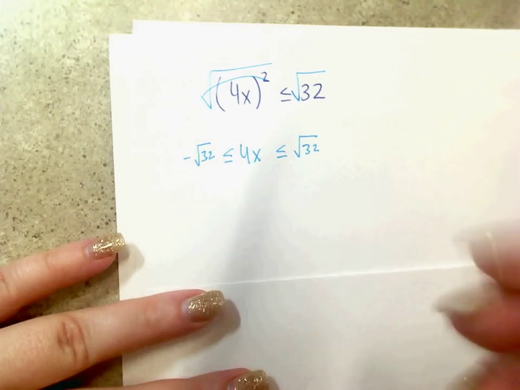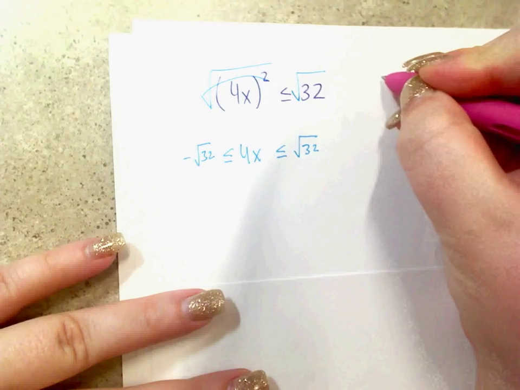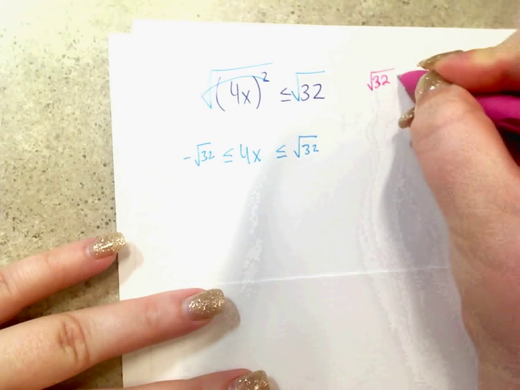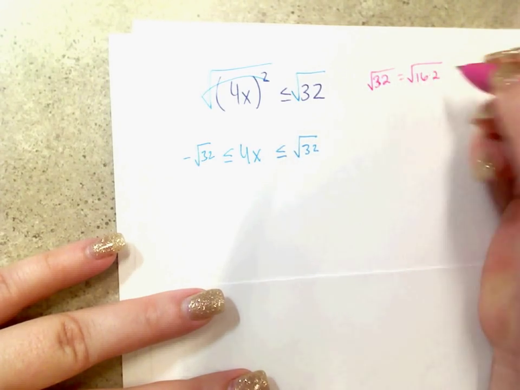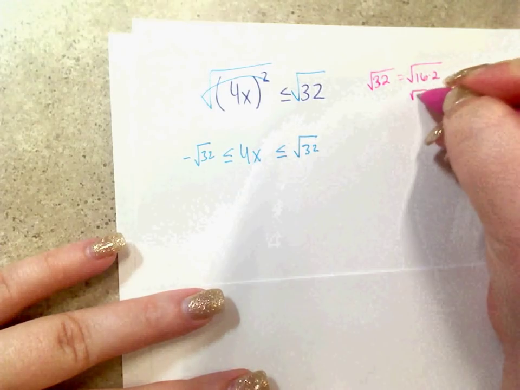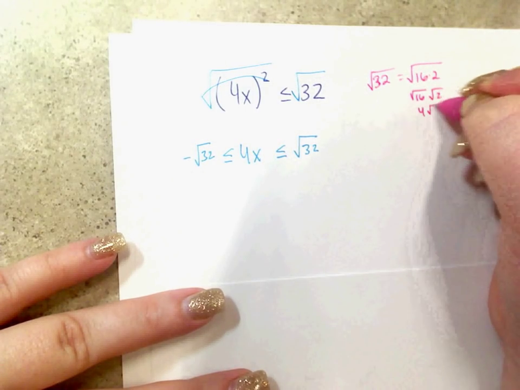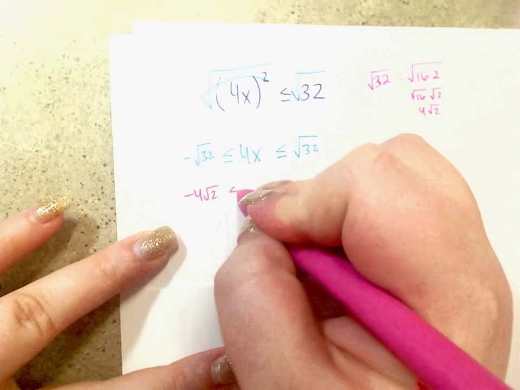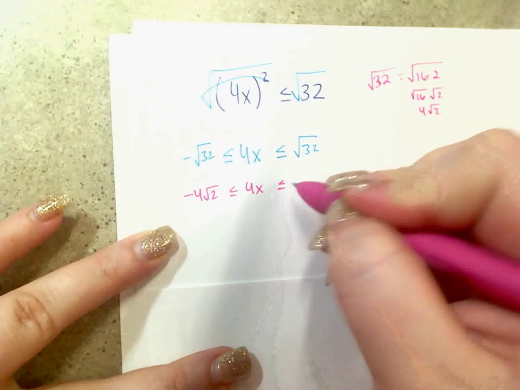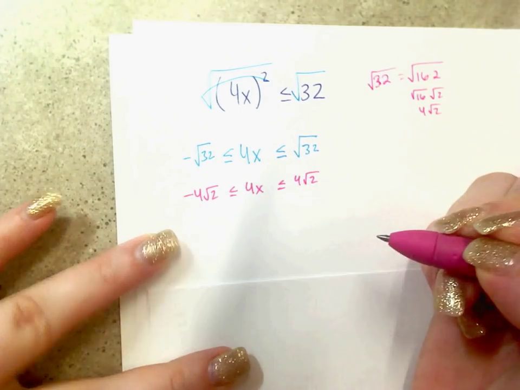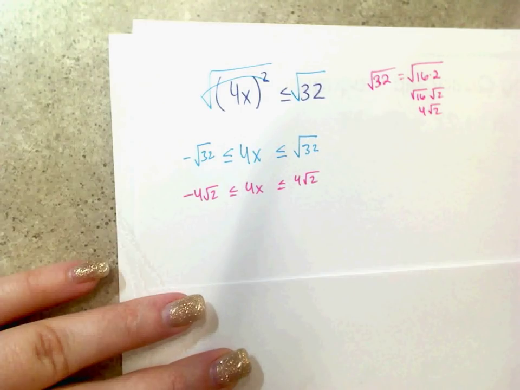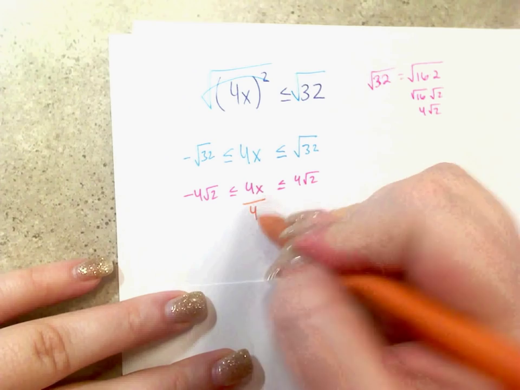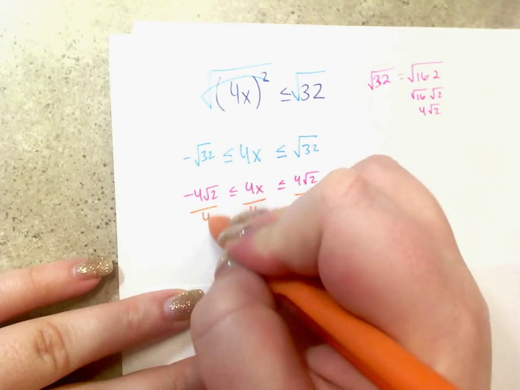Hopefully you remember that the square root of 32 can be simplified. 32 can be written as 16 times 2, and the square root of 16 is 4. So that's 4 root 2. So I've got negative 4 root 2 is less than or equal to 4x, which is less than or equal to positive 4 root 2. And then I'm trying to solve for x, so I'm going to divide each part by 4.